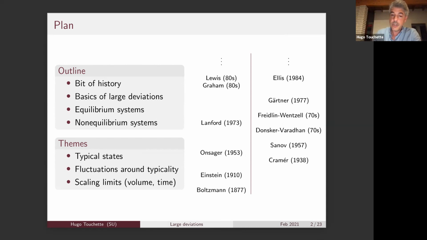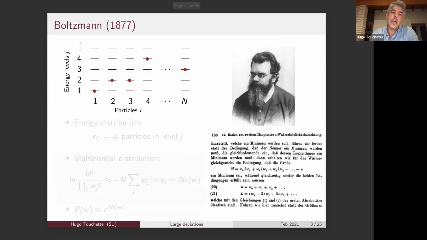So I'm going to start actually with the first result that people consider as the first large deviation results. And I think even mathematicians actually agree when you explain to them that this is a large deviation result, and it dates back from 1877. So this is a famous paper by Ludwig Boltzmann, in which he's trying to give an interpretation of entropy, statistical interpretation of the entropy. And this is the first paper where entropy actually appears.